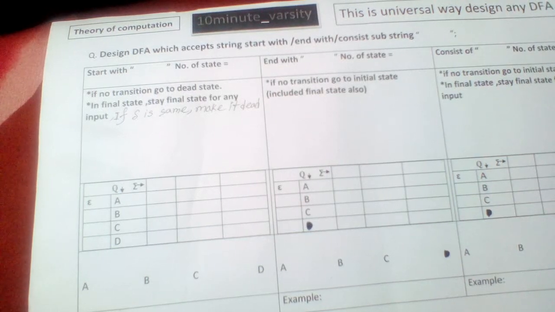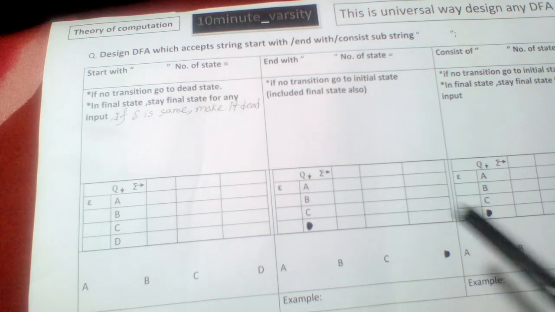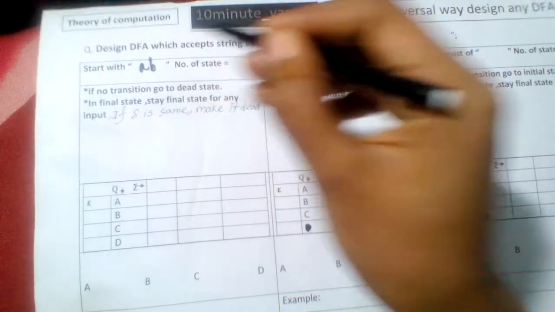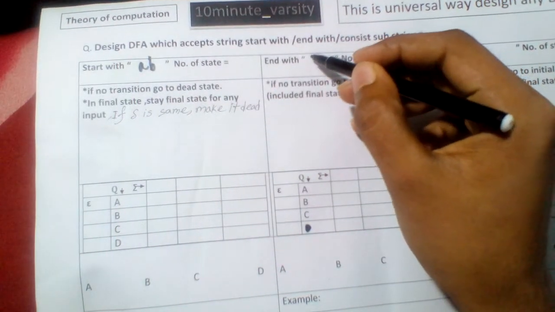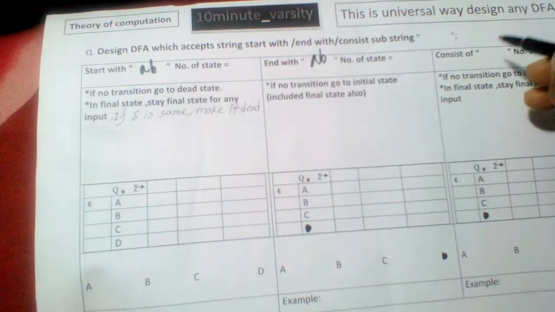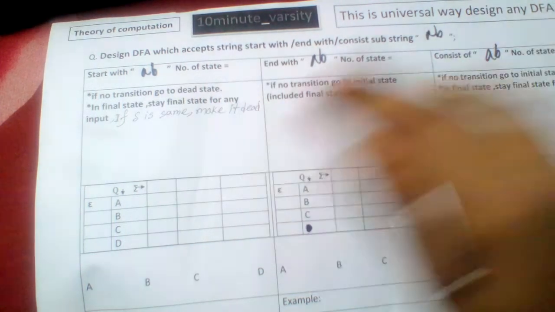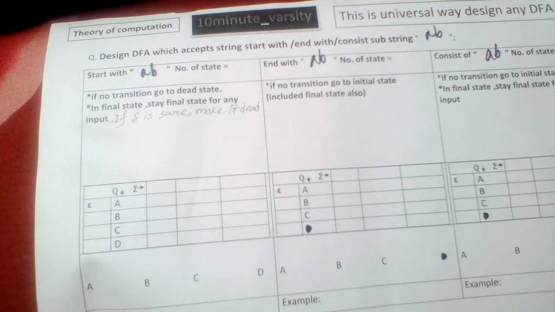Hello, hello YouTubers. In this theory of computation tutorial, I am explaining a magical formula for designing DFA with the same substring. That means starts with substring AB, ends with substring AB, and contains substring AB. Here I am taking the same substring AB to design the starts with, ends with, and contains problems comparatively.